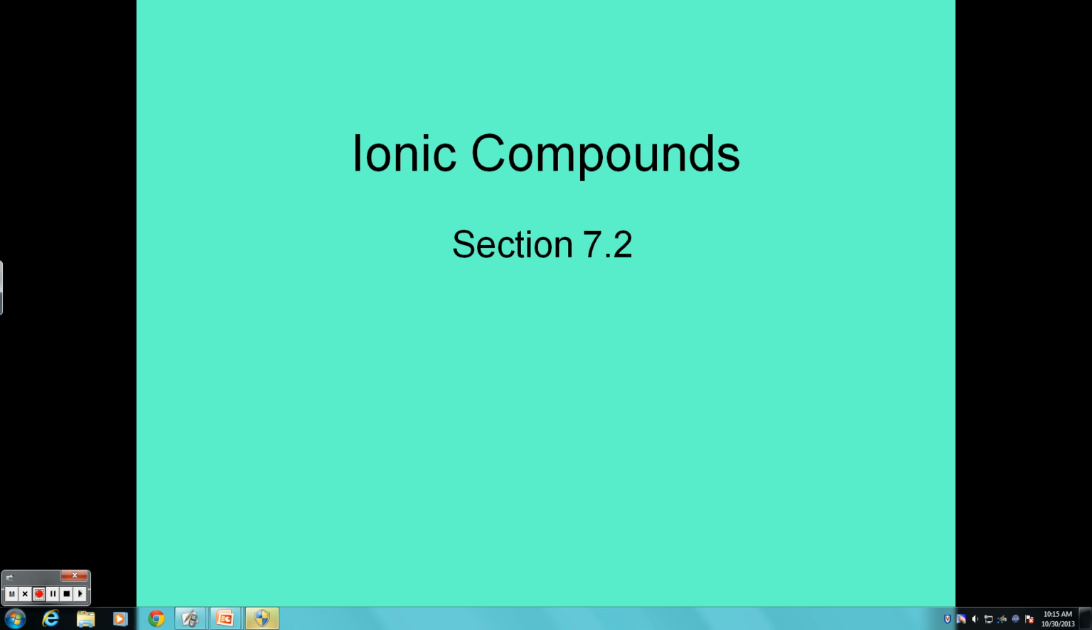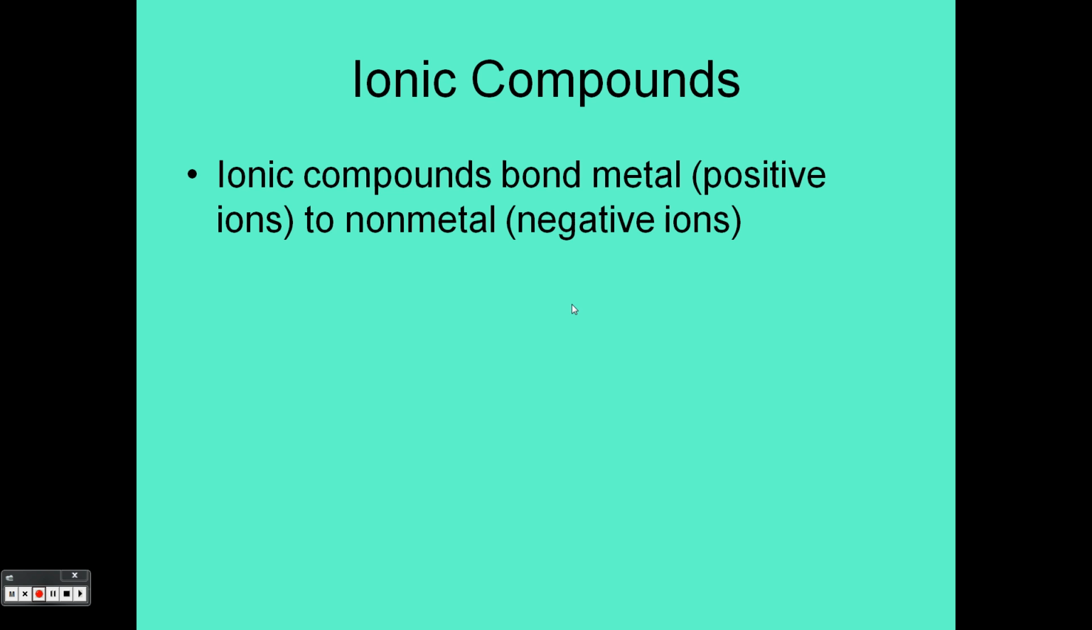These are notes on ionic compounds, and it's section 7.2 in your book. We've already looked at how ions form, so now we're going to look at how they bond together to form compounds. The bonds between ions are called ionic bonds, and they make ionic compounds. Ionic compounds bond metal, which we talked about are positive ions, to nonmetals, which are negative ions.